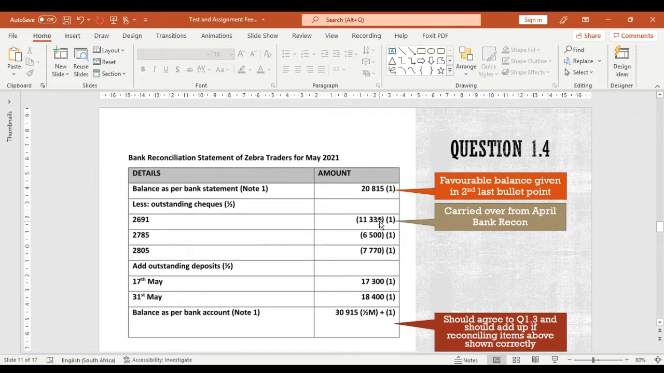What I want you to note is that you need to show the outstanding checks as a negative. If you showed it as a positive and I could see you deducted it to get to the balance, I still gave you the marks for it, but please in the exam show it as a negative to clearly indicate what is a debit and what is a credit balance on your bank reconciliation.